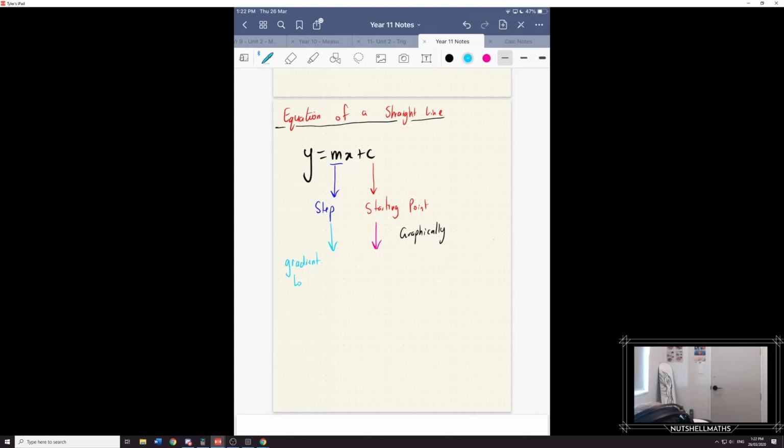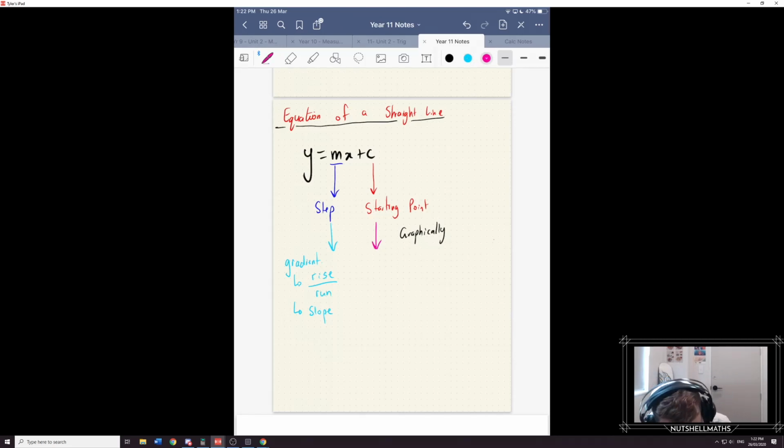Formulaically, we can call it rise over run. Is this color okay to see? Yeah, not too bad. But we can also say it is the slope, okay? How is rise over run angle? We'll talk about it soon. Just trust me on this.